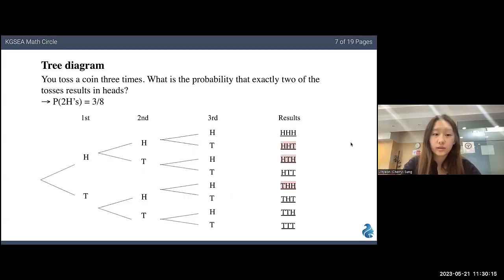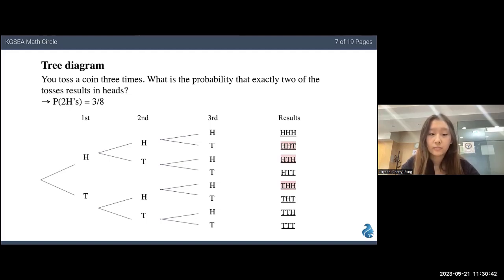Another way to show the sample space is a tree diagram, and this is especially useful when you're finding probability over a series of events. So let's say you're tossing a coin 3 times. The series of events is tossing the coin 3 times. What is the probability that exactly 2 of the tosses result in heads? In other words, what's the probability of 2 heads and 1 tail?